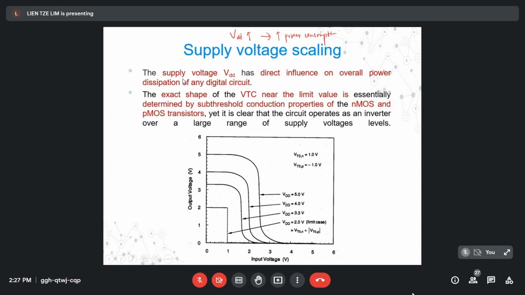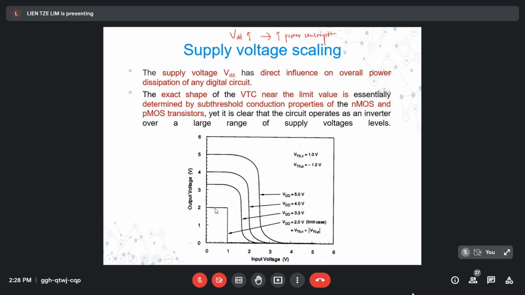Okay, so here already explained. The supply voltage VDD has direct influence on the overall power dissipation of any digital circuit. The exact shape of the VTC near the limit value is essentially determined by the sub-threshold conduction properties of the NMOS and PMOS transistors. Yet, it is clear that the circuit operates as an inverter over a large range of supply voltage levels. There is a graph shown here. It plots the output voltage versus the input voltage with different levels of the supply voltage.